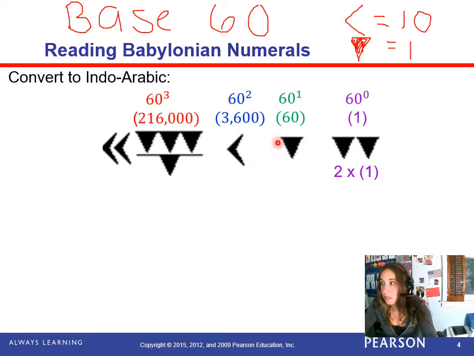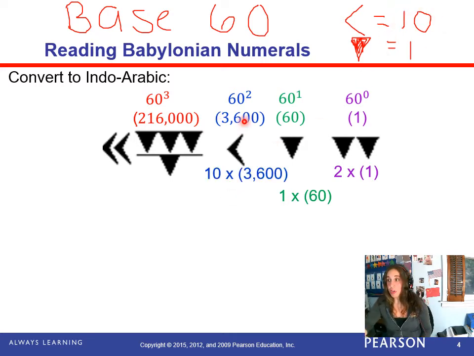Now I'm going to move on to my next place value. However many I have in here, I need to multiply by 60, because anything in this place value has a value of 60. I've got another little upside down triangle, which is 1, so it's just going to be 1 times 60. Now I move to my next place value, where we're dealing with a value of 3,600. However many I have in here, I need to multiply by 3,600 because this is my 60 squared place value. I have one little arrow pointing to the left, which represents a value of 10. So I have 10 times 3,600.